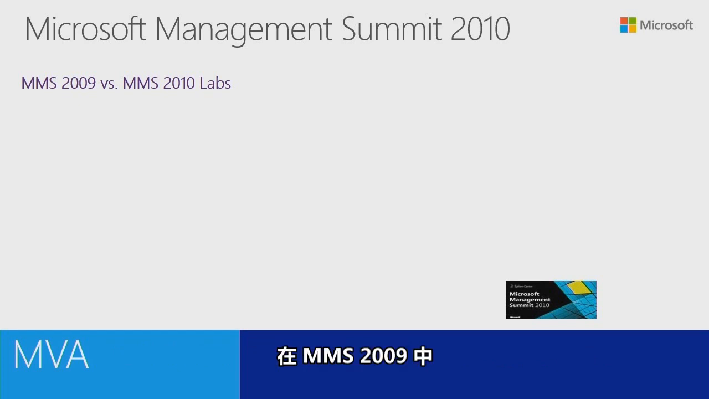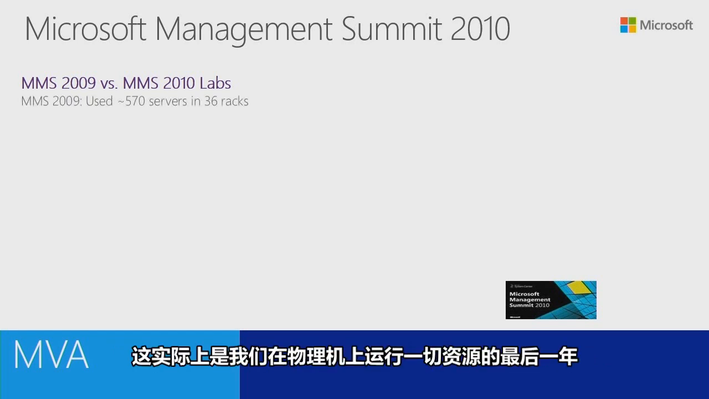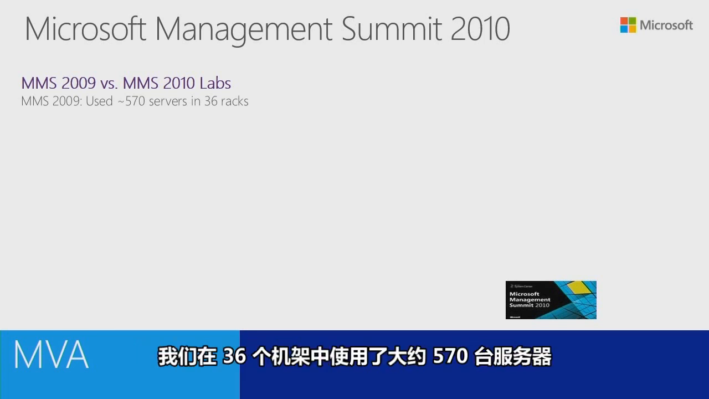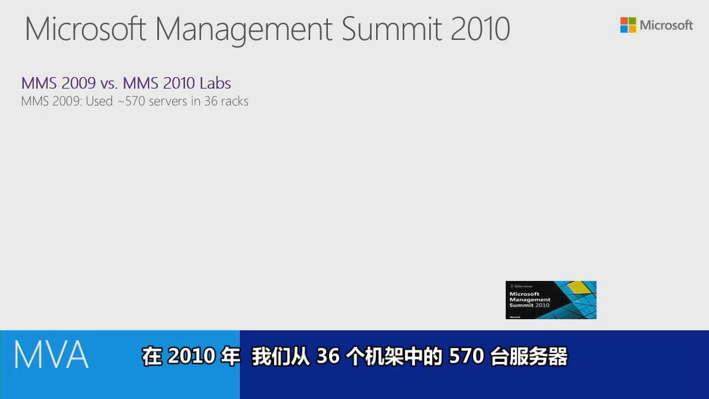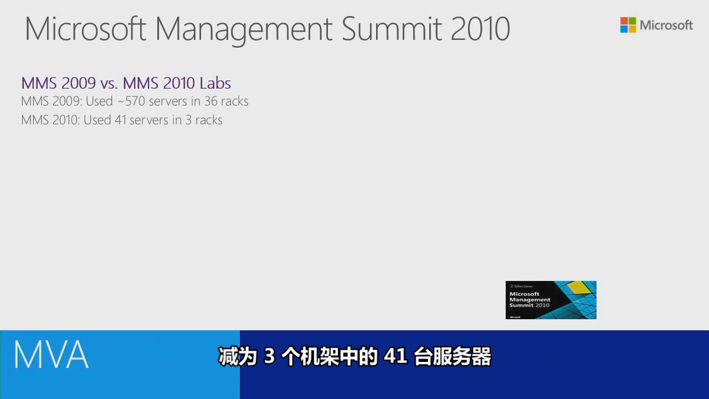MMS in 2009 was literally the last year that we ran everything on physical servers. We used about 570 servers and 36 racks. Starting with MMS 2010, we moved everything to private cloud. So in 2010, we went from 570 servers and 36 racks to 41 servers and three racks. A dramatic reduction in physical servers.